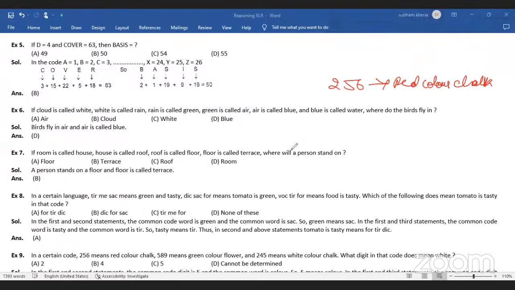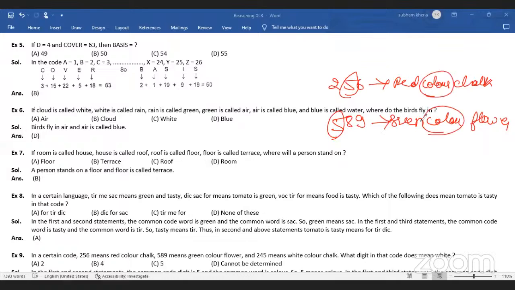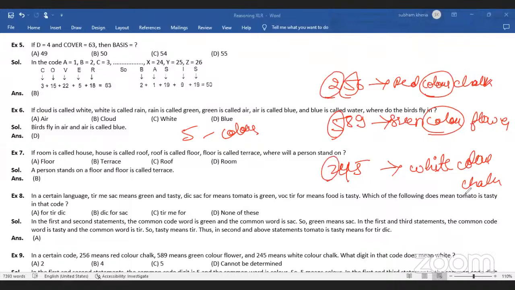256 means red color chalk. Then we have 589. This means green color flower. First thing I can see is code 5 common and word color common. So 5 is color. Very easy. Nothing to understand. Then we have 245 at last. This means white color chalk. Color code I have already identified. In the first and third, what is common again? 2. Code common here is chalk. So code for 2 is chalk.